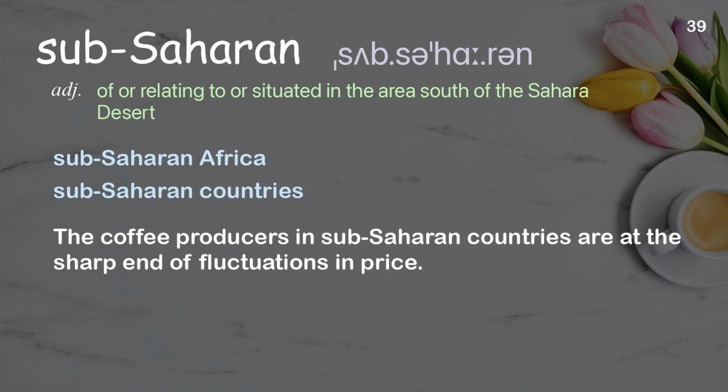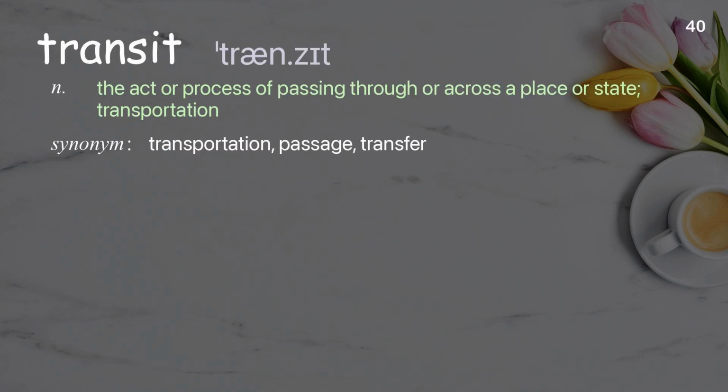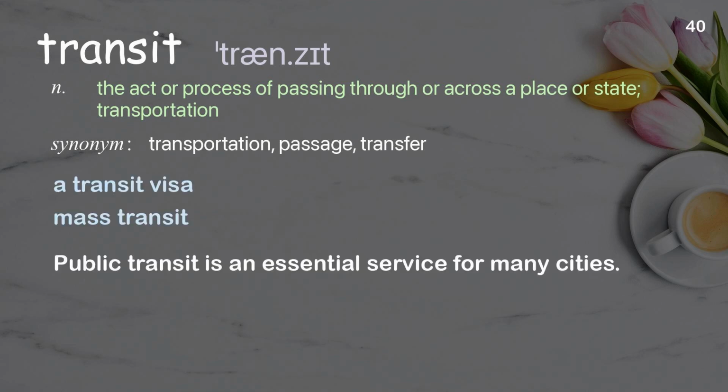Transit. The act or process of passing through or across a place or state, transportation. Examples: A transit visa. Mass transit. Public transit is an essential service for many cities.